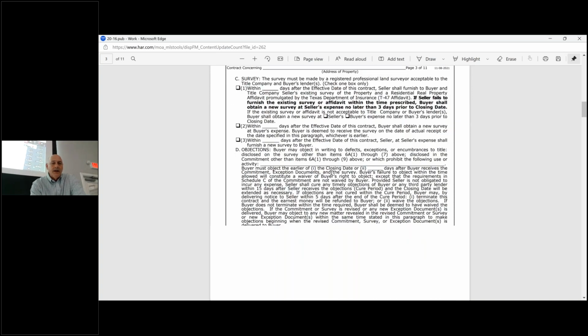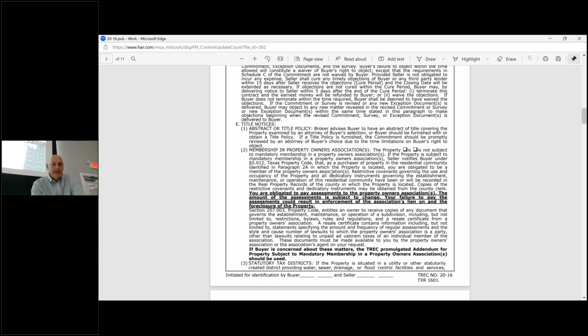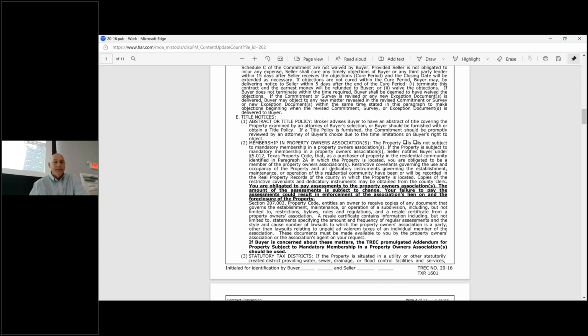Let's look at page 3, paragraph E2, membership in a property owners association. Remember, this is the buyer's agent submitting the contract, and the buyer's agent says this property is or is not in a mandatory property owners association. You're typically taking that information from the seller, because the seller may have provided a what? An HOA addendum, right? Or you may have personal familiarity with the property and know it's in an HOA. So you indicate whether it is or isn't.